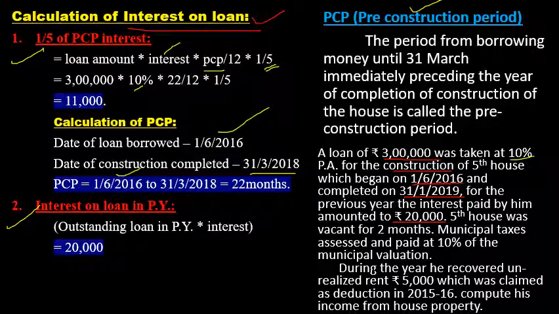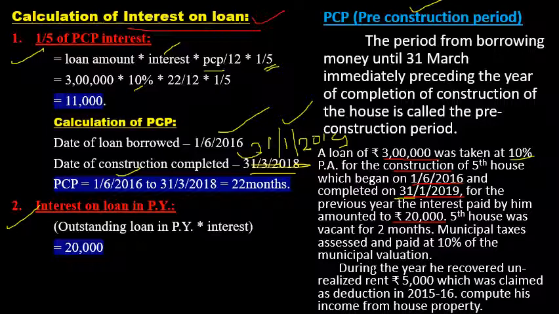The construction completed on 31st January 2019. Here I have written it as 2018, not 2018. The construction completed on 31st January 2019. So that is the date of construction completed. Loan borrowed on 1st June 2016, whereas the construction completed on 31st January 2019.